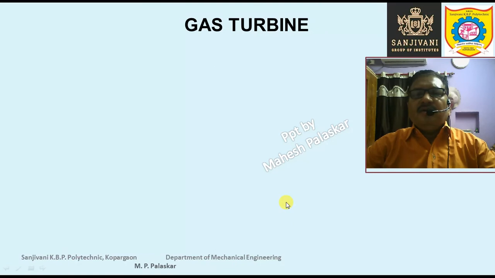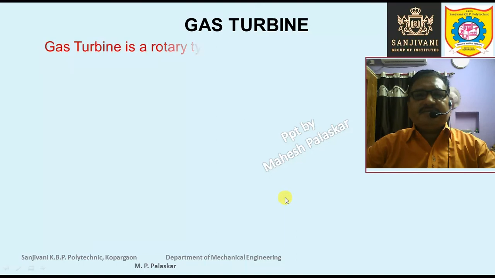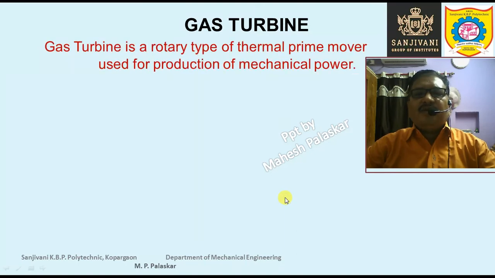So the different operations like compression, expansion and combustion take place in different vessels in case of gas turbine, whereas in case of IC engine all these operations take place in a single vessel, that is the cylinder of the engine. So gas turbine is a rotary type of thermal prime mover used for the production of mechanical power.